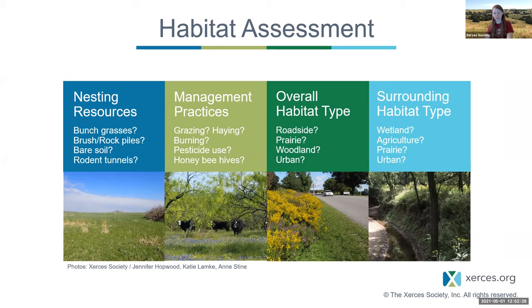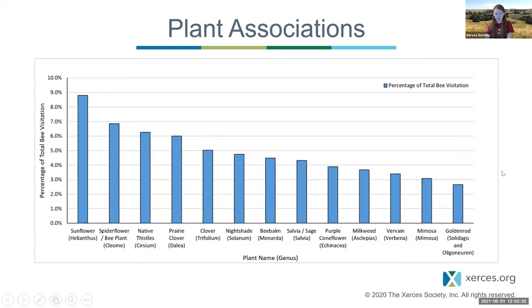And part of that habitat assessment is reporting on the plants in the area. So here we have a list of the top, I think it's 13 plants that were reported in the habitat assessments that were visited by bumblebees. So on the left-hand side, let me get the pointer out, here we have sunflower, and this is the percentage of total visits. So of all of the bumblebee visits between 2019 and 2020, almost 9% of those were made to sunflowers.